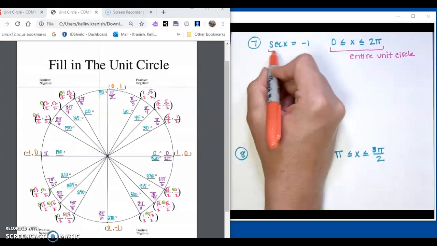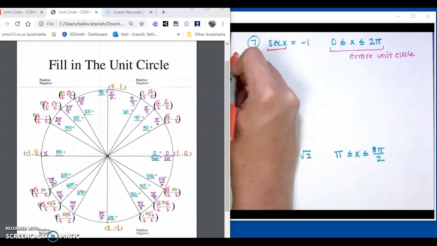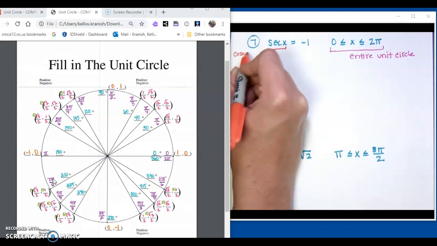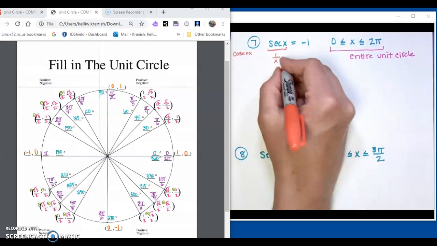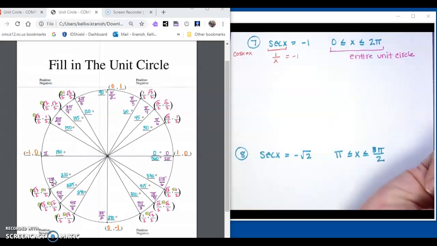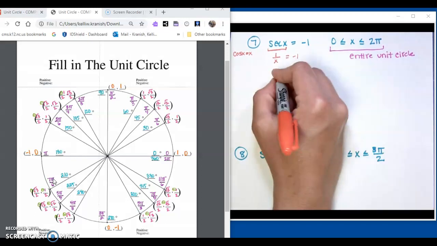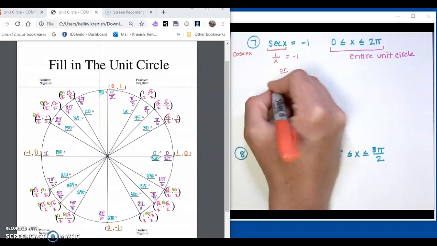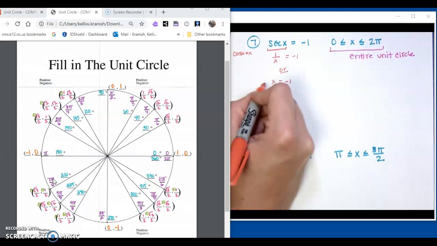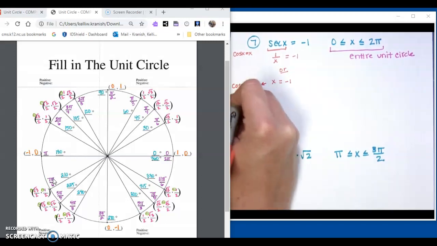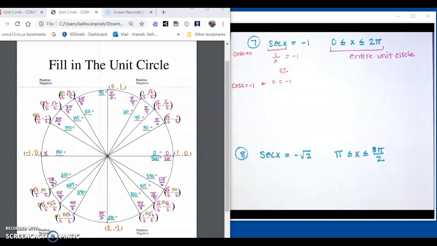So secant goes with cosine. If you remember, cosine is the x value. So the secant is 1 over x, and we're trying to find where that's equal to negative 1. You can think about it that way, or if you want to flip it around, you're thinking about where the x value is equal to negative 1. You can also think about it, where is the cosine value equal to negative 1? Those mean the same thing.